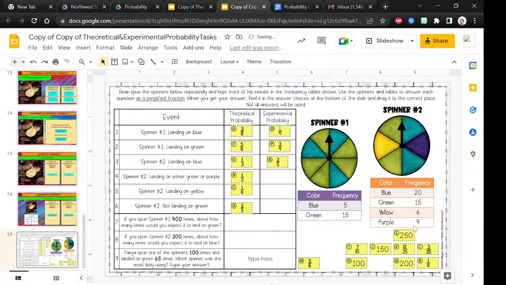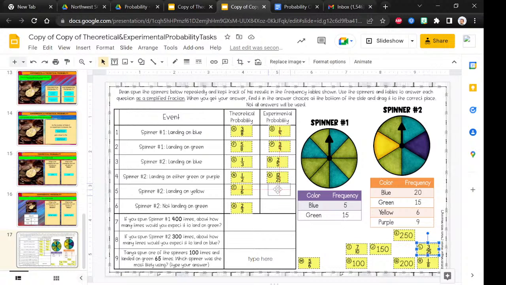Landing on either green or purple. Green is 15, purple is 9, that's 24. But it's 24 out of 50, so you're going to have to divide both those by 2. 24 divided by 2 is 12. 50 divided by 2 is 25, so we're looking at 12/25. Landing on a yellow, that's 6 out of 50. 6 out of 50, you're going to divide by 2, so that's 3/25.